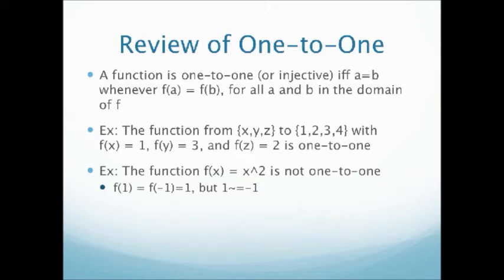The function from {x, y, z} to {1, 2, 3, 4} with f of x equals 1, f of y equals 3, and f of z equals 2 is one-to-one because every element of the domain maps uniquely to one element of the range. That means there are not two elements in the domain that map to the same element in the range. Another example, the function f of x equals x squared is not one-to-one because both f of 1 and f of minus 1 equal 1, but x equals 1 is not the same as x equals minus 1.